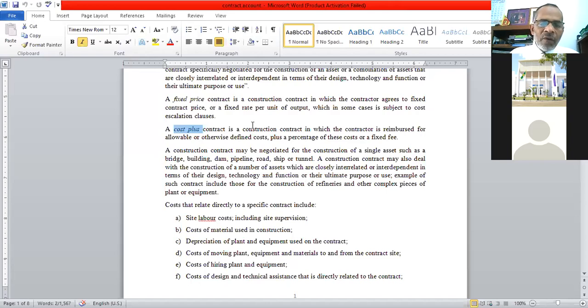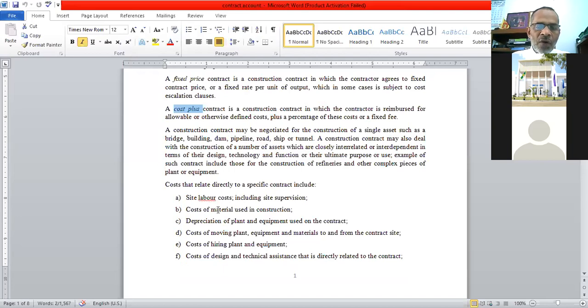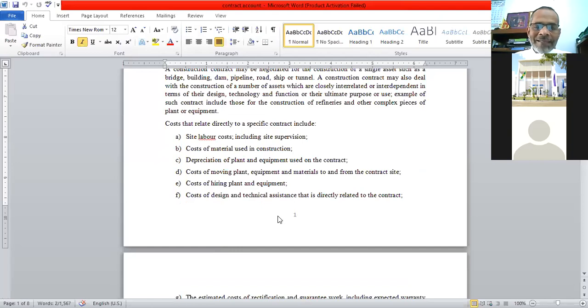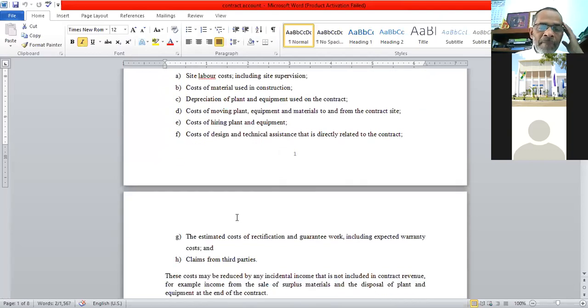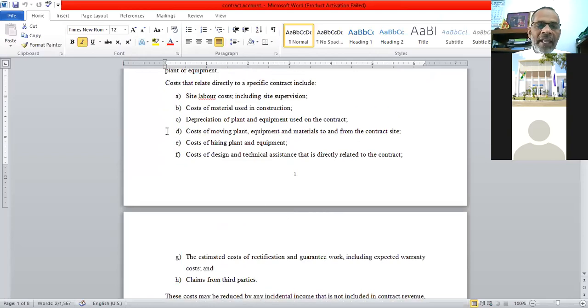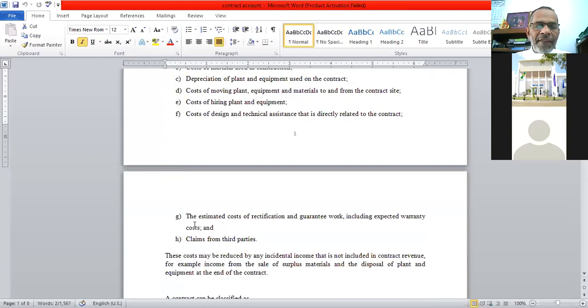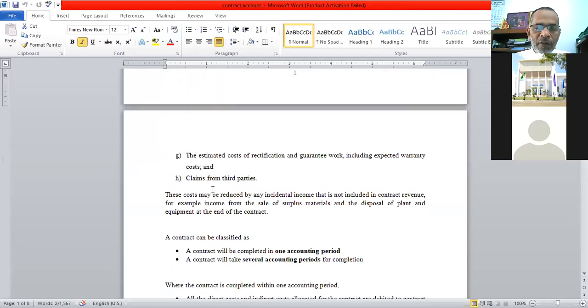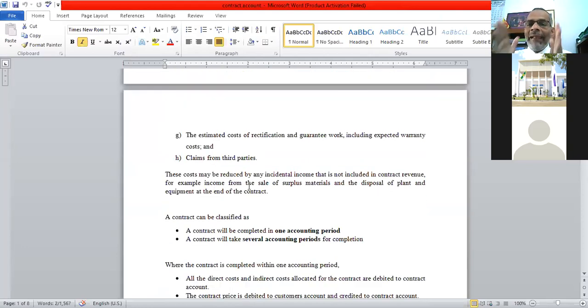Look at here. The costs are related directly to the specific contract. Look at the labor cost, material cost, depreciation of the plant and machinery used on the particular contract, cost of moving plant and equipment, cost of hiring plant and equipment, cost of design and technical assistance, the estimated cost of rectification of current work, including expenditure claimed from third parties. All types of costs can be included. All other costs would be debited in the contract account when you are doing the contract account.